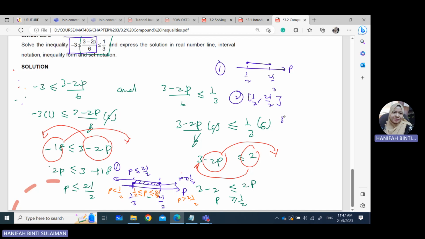So number 3, inequality form. So P is greater than or equal to 1/2 and less than or equal to 21/2. And in the set notation, P is a real number such that P is greater than or equal to 1/2 and less than or equal to 21/2. So this is the answer.